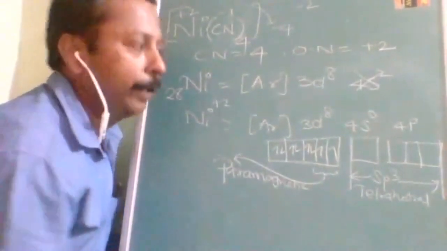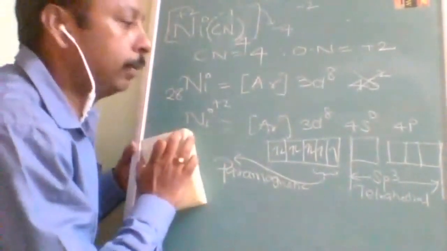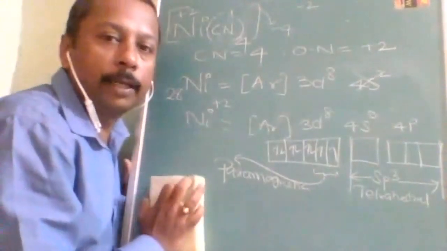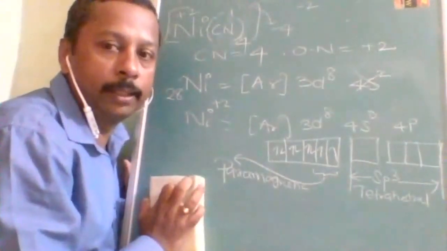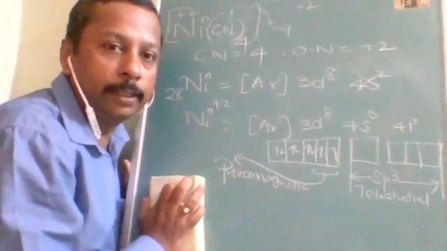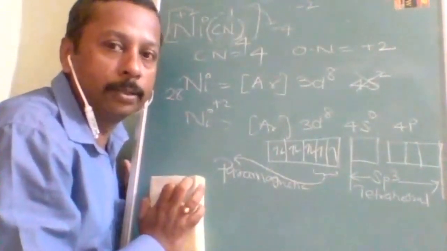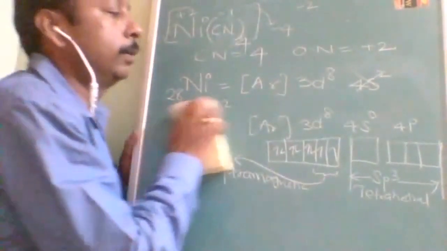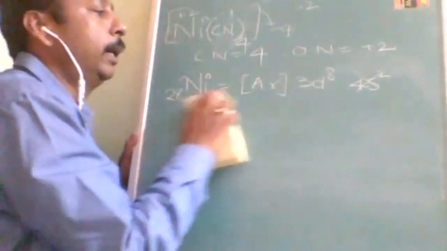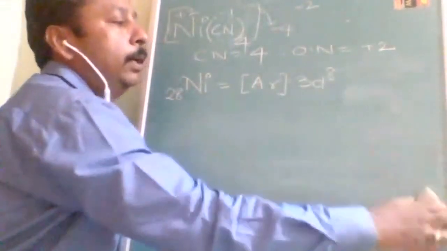How to find out a strong field ligand, and how to find out a weak field ligand? There is a spectrochemical series. It is going to give you a list of all types of ligands, including what?